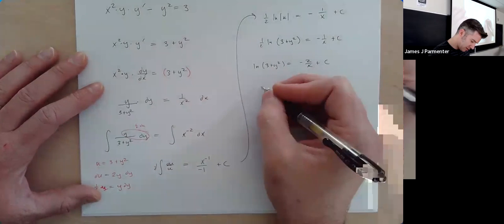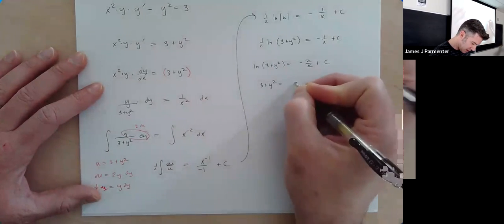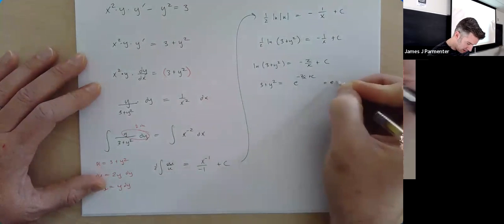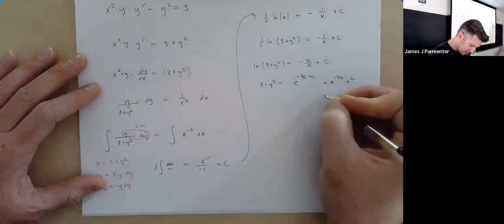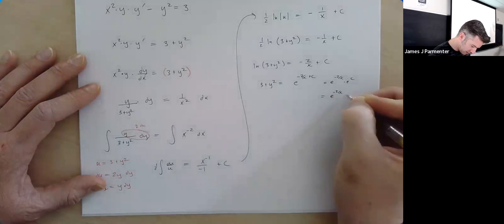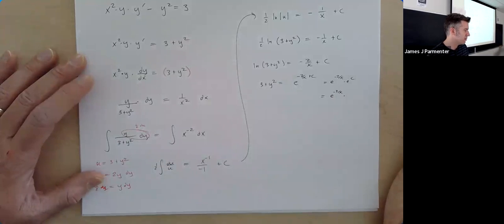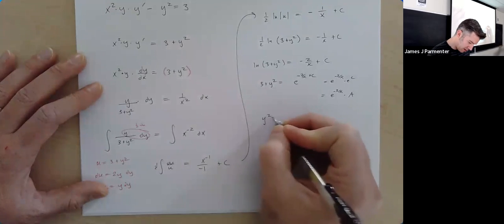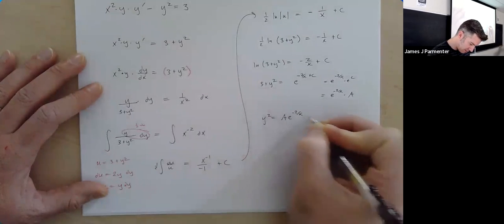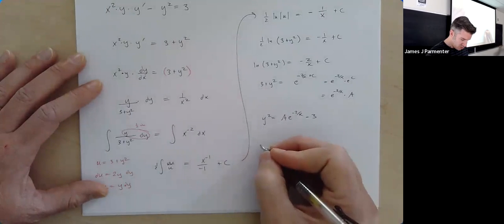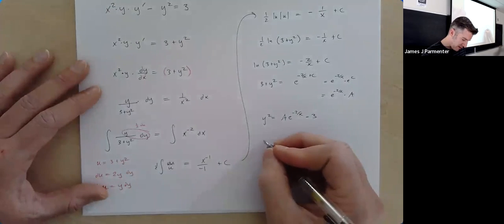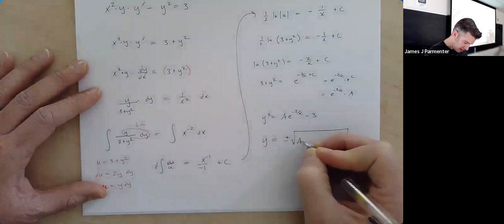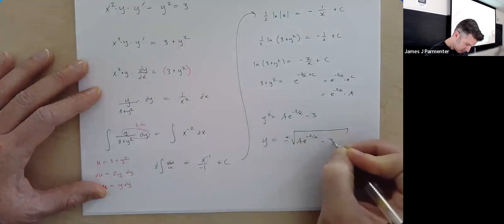And then e both sides, so 3 plus y squared equals e to the -2 over x plus c, which we of course rewrite as e to the -2 over x times e to the c, or e to the -2 over x times, what do you like to use? A, me too. And then I would subtract 3 from both sides, so y squared equals a e to the -2 over x minus 3. And finally, if I was doing general solution, I would say y equals plus or minus the square root of a e to the -2 over x minus 3.